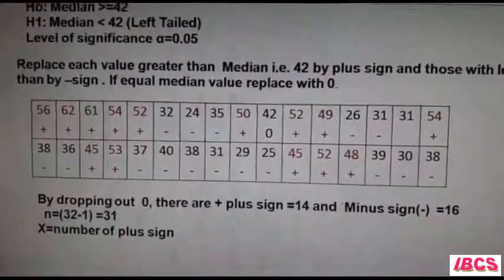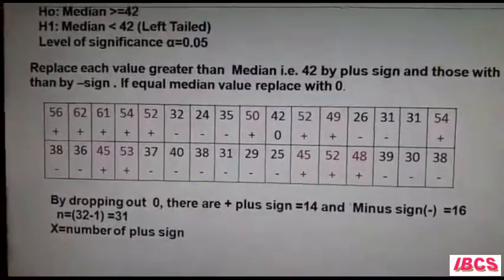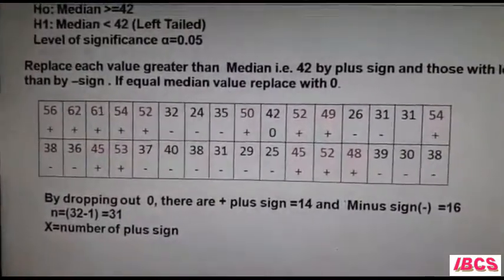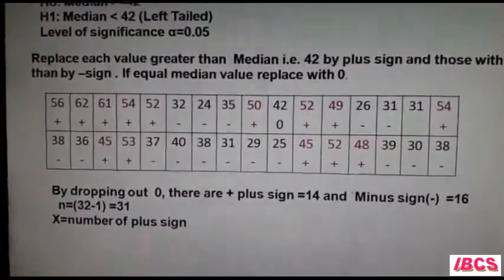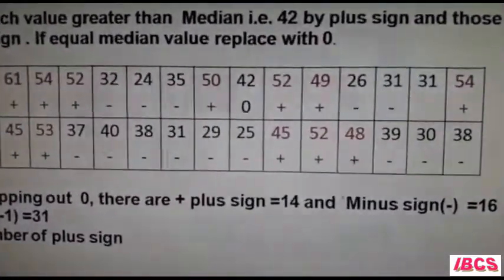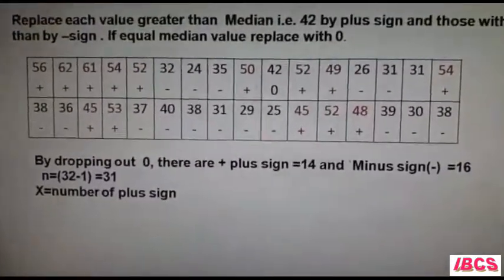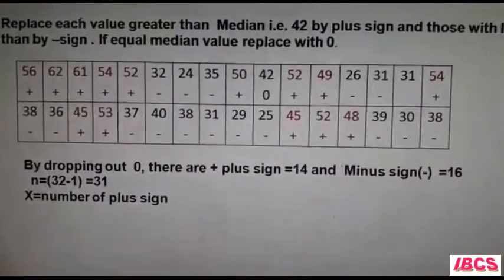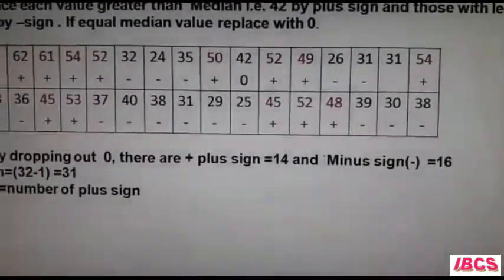You see 56 is greater than 42, so plus sign. 62 is greater than 42, so plus sign. 38 is less than 42, so minus sign. 42 is equal to 42, so 0 is assigned. So one value is 0, and you drop that one. So there are a total of 14 plus signs and 16 minus signs.